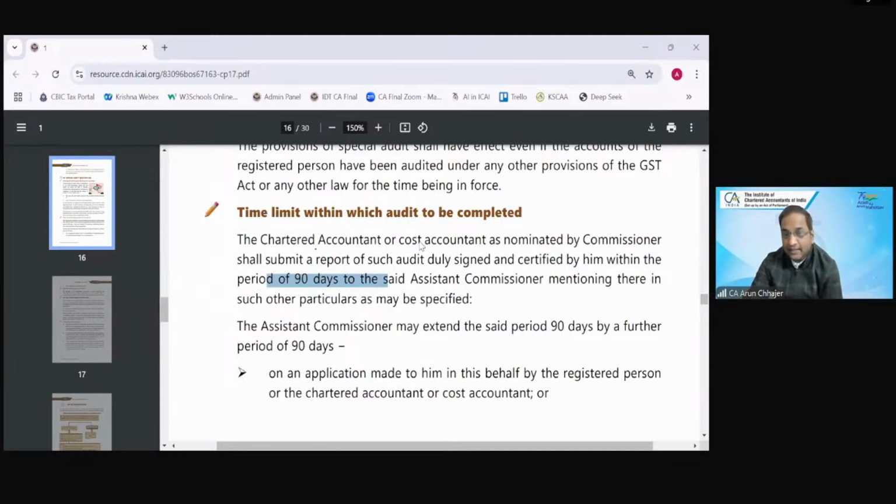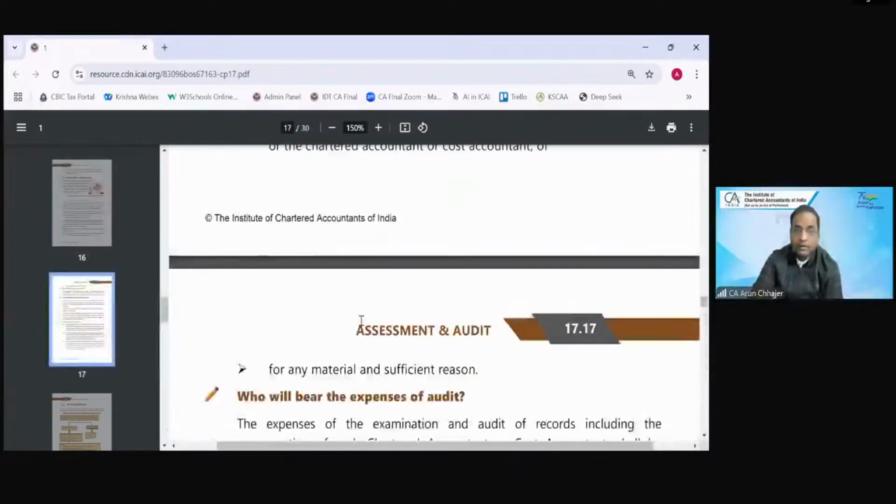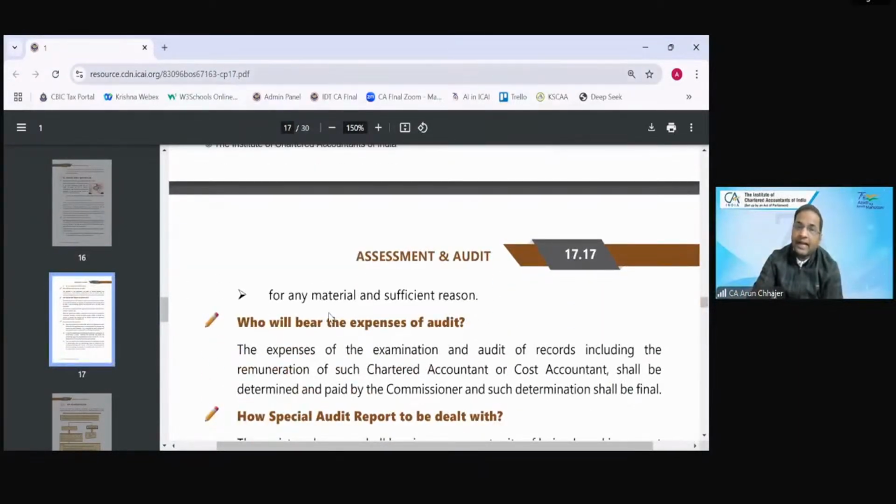So, the chartered accountant or cost accountant, as nominated by the commissioner, shall submit the report within 90 days to the said assistant commissioner, mentioning therein such other particulars as may be prescribed, specified, not prescribed. Assistant commissioner may extend the said period of 90 days by a further period of 90 days on an application made to him by the registered person or chartered accountant or cost accountant, or for any material and sufficient reason.